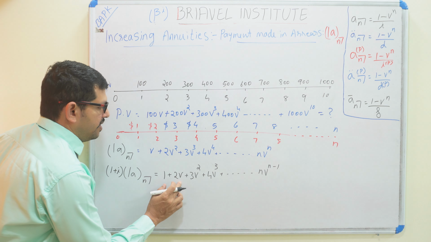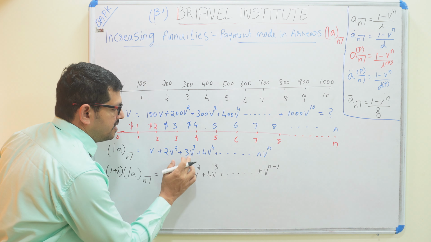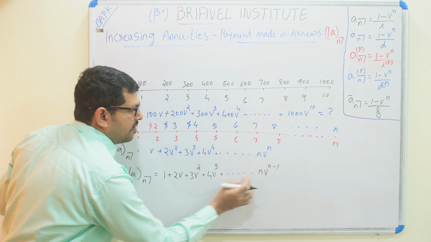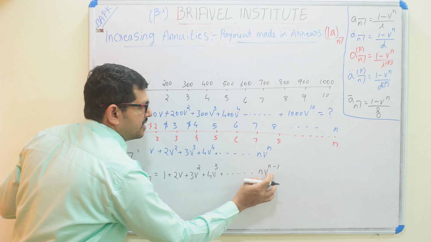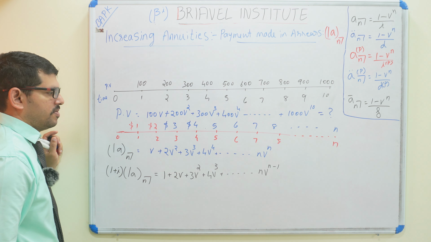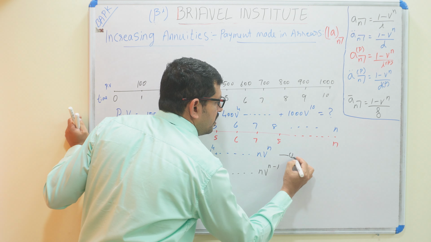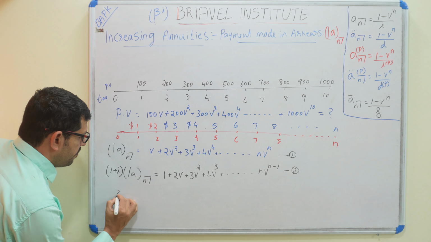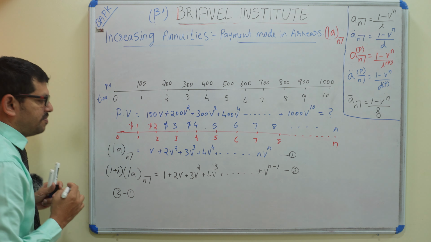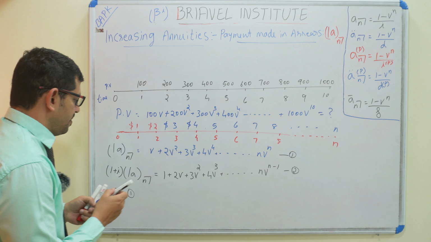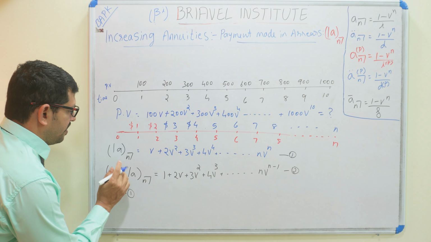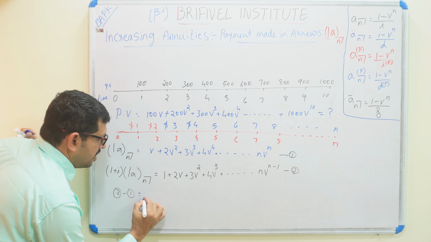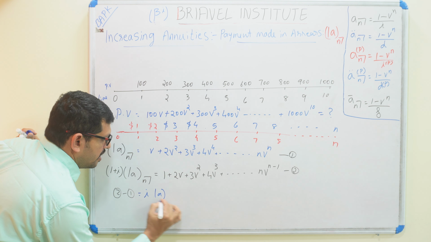So it's 1v, 2v, and 3v square. I am multiplying with the v. So I will get the nv, I multiply with this. So n times v raised to n minus 1. So this is my equation 1. This is my equation 2. I am subtracting equation 2 minus 1. I am subtracting here. So what will we get? Here we will get (1 plus i) (IA)n minus (IA)n, so this will be equal to (IA)n times i.